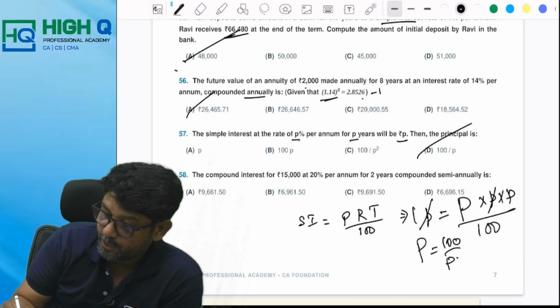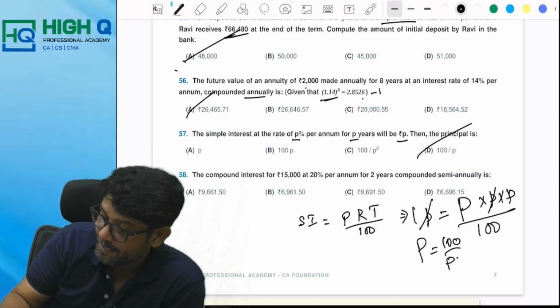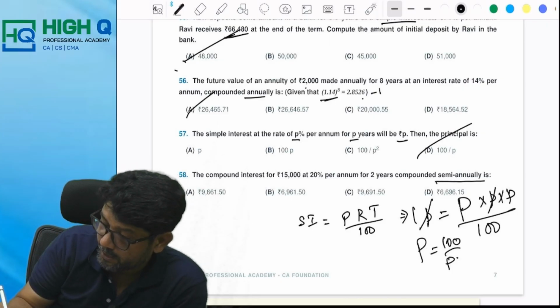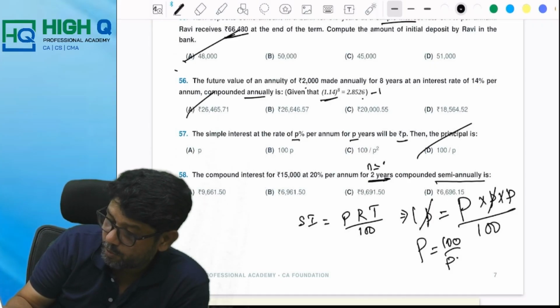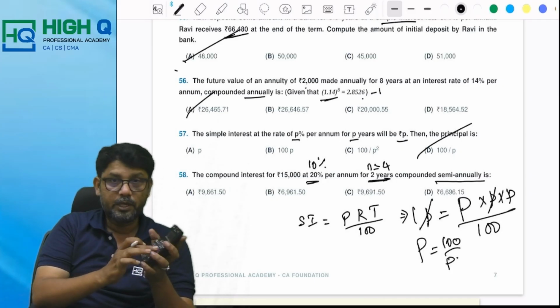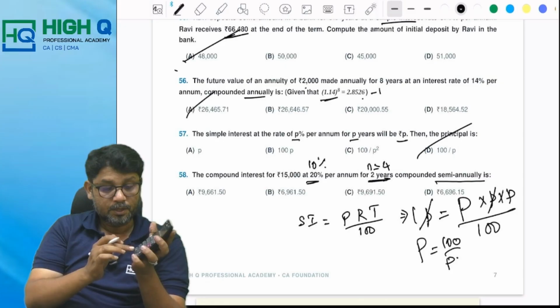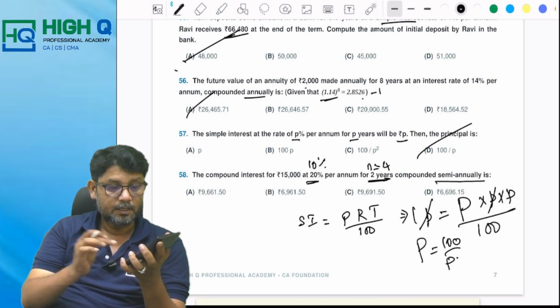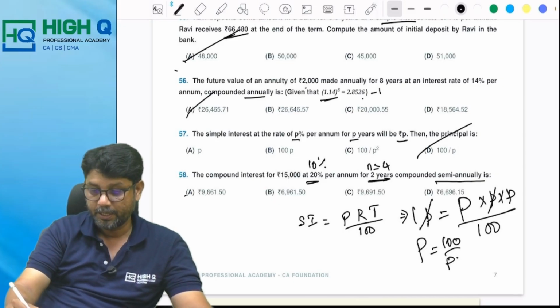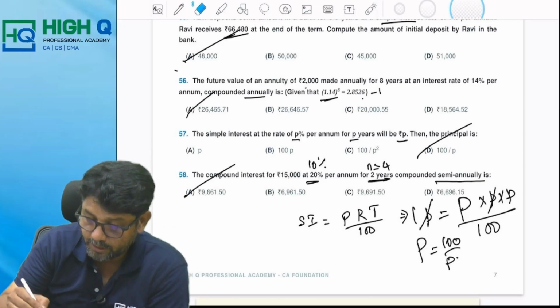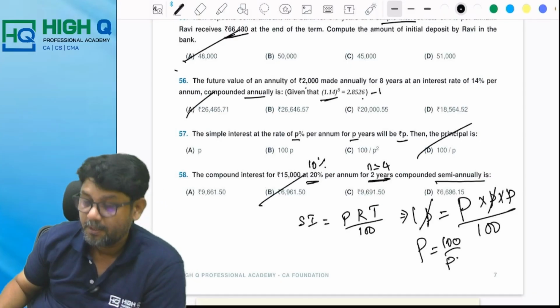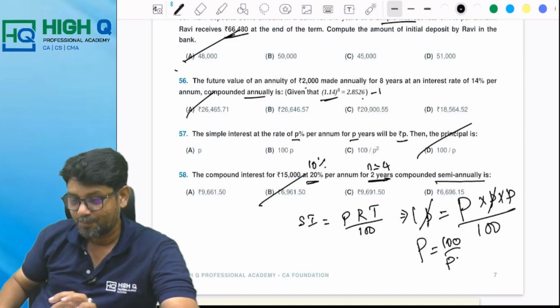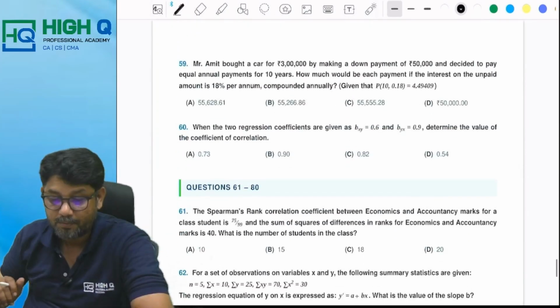Now, the compound interest for 15,000 rupees at 20% per annum for 2 years compounded semi-annually. Look at this, semi-annually. For 2 years, the number of times interest we are going to calculate is 4. And this will become 10%. Compound interest they ask you to find out. Simply what you will do, my dear: 15,000 plus 10% plus 10% plus 10% plus 10% minus 15,000. 6,961.50. Option B. That's all, my dear. I think very simple, right?